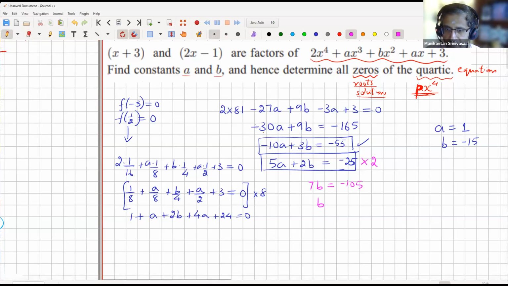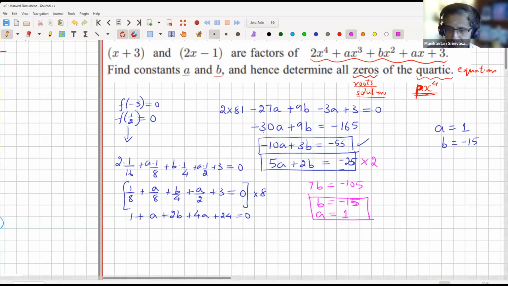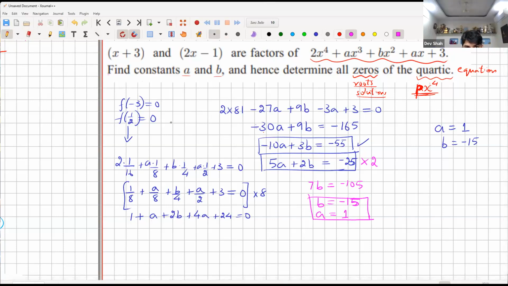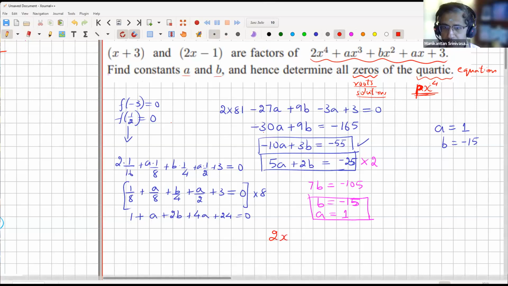Yeah, I got the same thing, Avya. B is minus 15 and A is 1. That's good. Okay, and then how do we proceed from here, guys? So we can just do minus b by a, and get the sum of the roots.